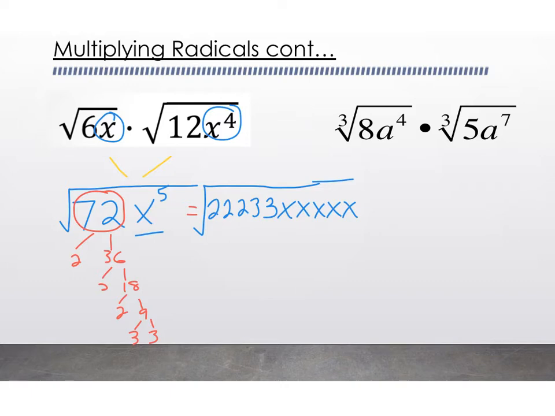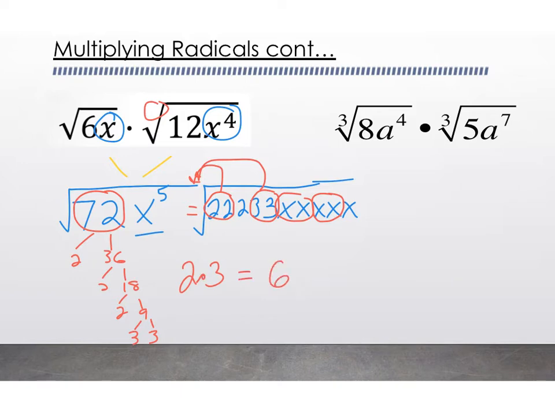And since, again, it's a square root we're dealing with, the index is 2 for every pair we're looking at. So we've got one pair of 2's, a pair of 3's, and 2 pairs of x's there. So if I pull out one of the 2's and one of the 3's, when I multiply them together, we get 6.